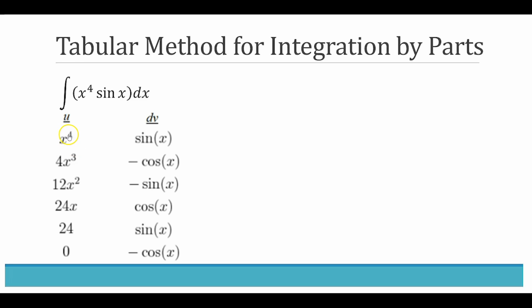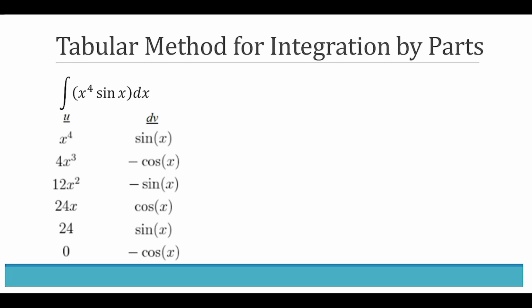And then what we do is we do repeated differentiation along the u column. So I take the derivative of x to the fourth, which is 4x cubed. The derivative again, 12x squared. The derivative again, 24x. The derivative again is 24. And finally, we end up with 0 as our derivative because we started with a polynomial. And that's how we know when to stop. Then I work on my dv column and repeatedly find the antiderivative. So the antiderivative of sine is negative cosine. Then I have negative sine, cosine, sine, back to negative cosine. So I make sure and stop when I line up with that 0.